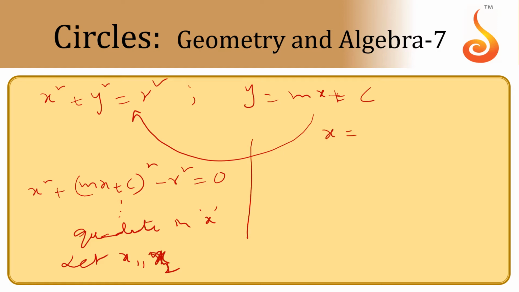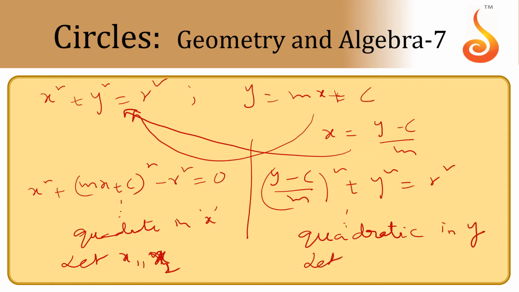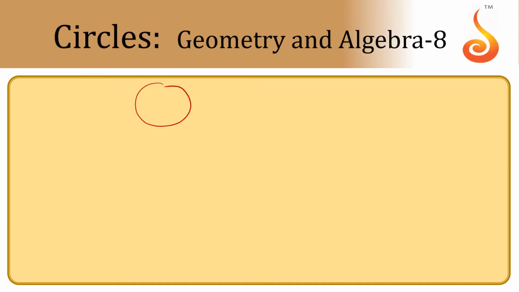Similarly, now if I write x equal to y minus c by m, let us substitute x in terms of y, then you will get y minus c by m whole square plus y square equals r square. If you simplify, you will get a quadratic in y. Let y1 and y2 be the roots. As you know, whether they really exist or not depends on its discriminant. Assume that the situation of the circle and the line is like this, y equals mx plus c, and this is x square plus y square equals r square.